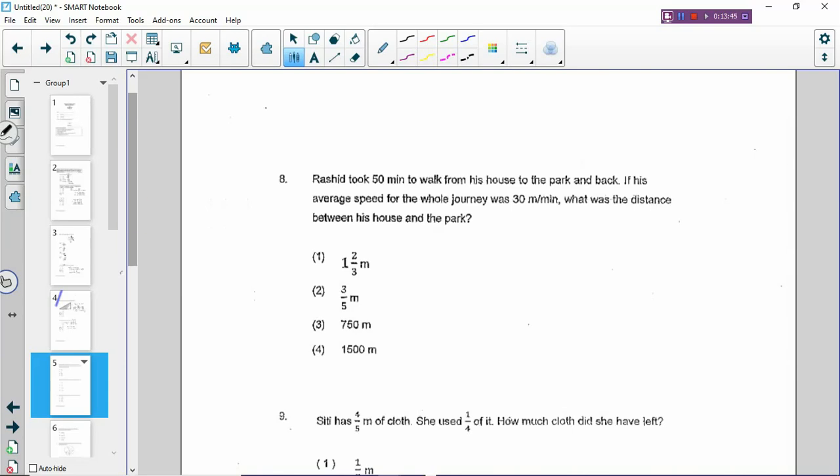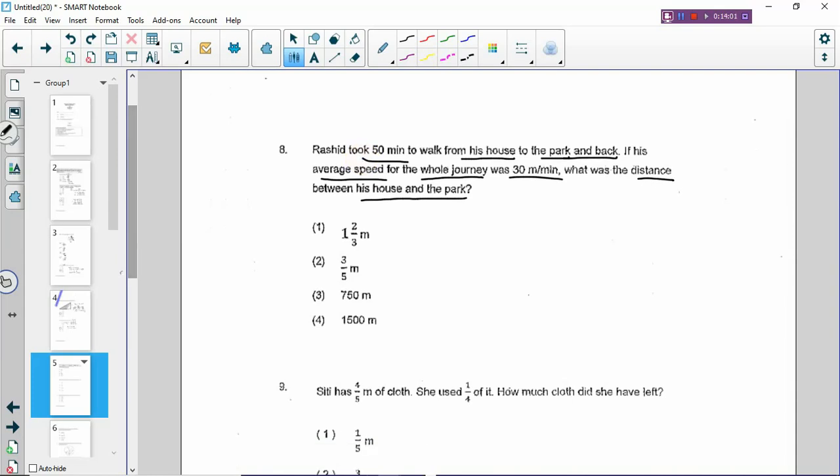Now, Rashid took 50 minutes to walk from his house to the park and come back. If his average speed for the whole journey was 30 meters per minute, what was the distance between the house and the park? Now, there is a lesson on speed, which is to draw the speed distance timeline.